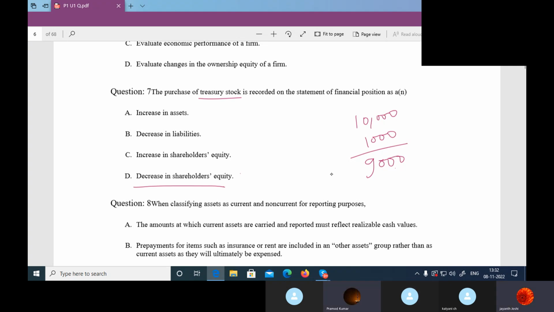We already discussed this. I was just going through the perspective of manufacturing the stock. No, treasury stock is stock repurchase, share buyback. Yes, sir, my mistake. Next one.